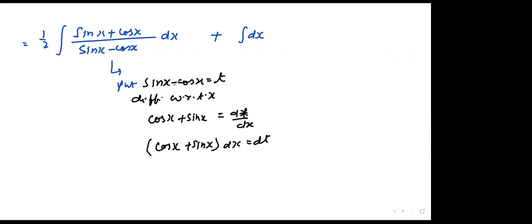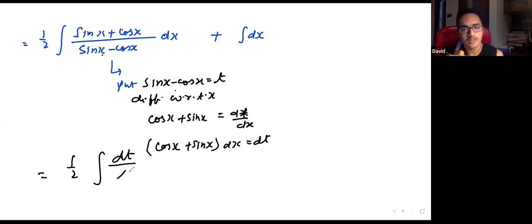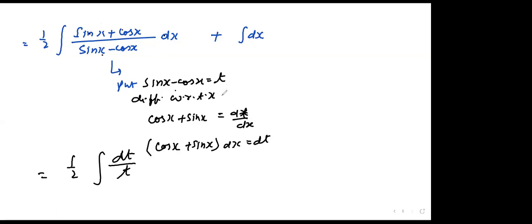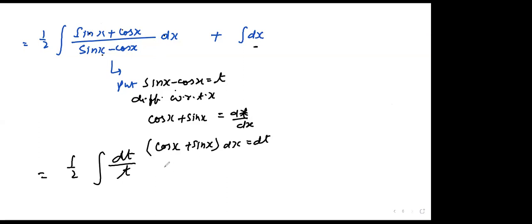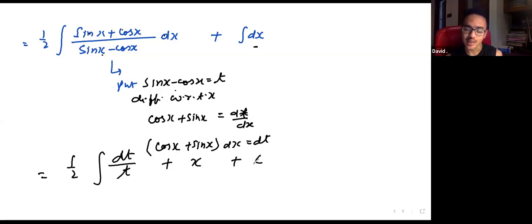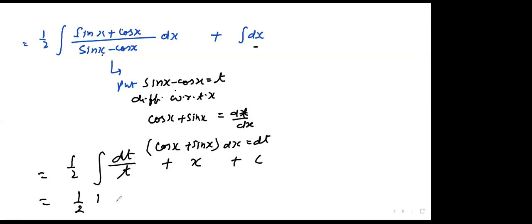As I told you, if you have sine x minus cos x in the denominator, bring cos x plus sine x, sine x plus cos x, in the numerator. You can see that we have sine x plus cos x dx. Can we substitute dt in place of that? Yes, sir, we can. So we can write half dt over t, because sine x minus cos x is t. So then dt by t, 1 over t, is log t. And what about the integral of dx? That is x. So half log t plus x plus c.